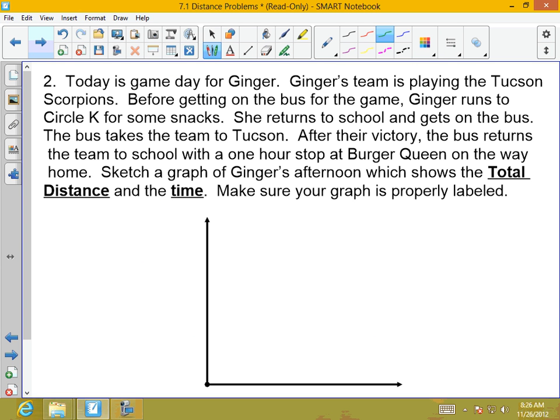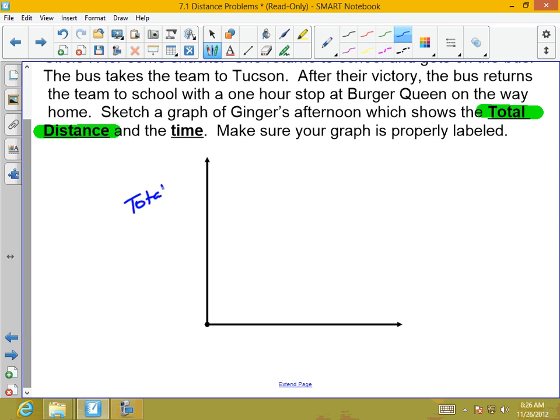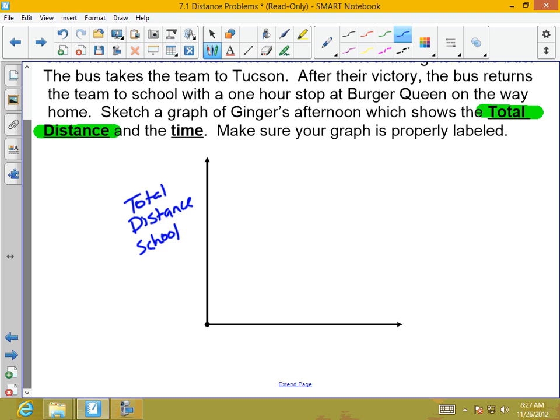This one is the exact same thing, except, what's the difference? It is total distance. Total distance. Can we go back towards school or home? No, we have to keep going away. So let's see how this looks. Total distance, I now put total distance. It's the same problem, total distance from where? From school. Yeah, it's the same problem. Everything here is exactly the same. Okay? This now is total distance from school, and what always goes on the bottom? Time.